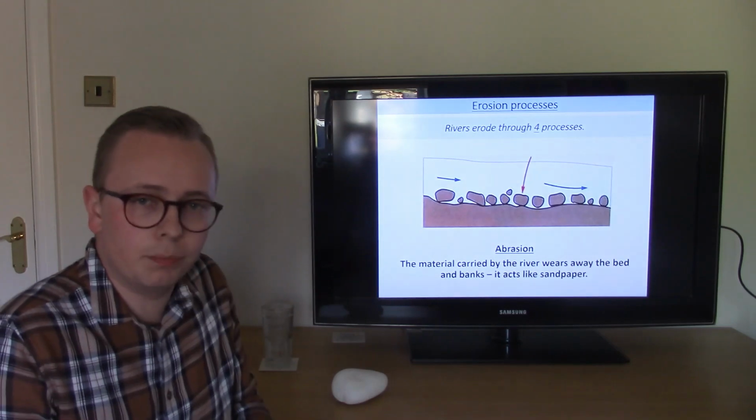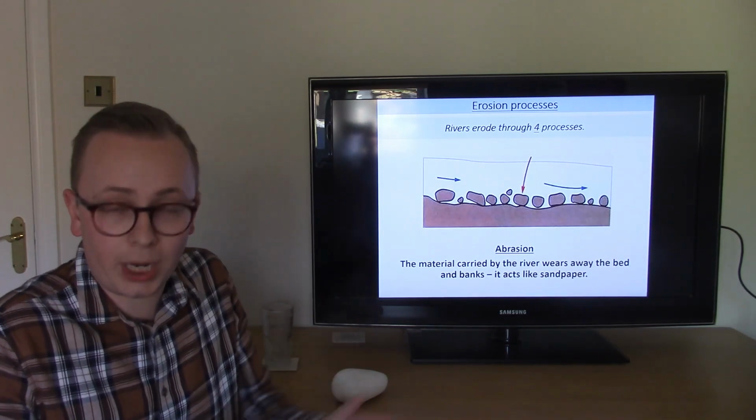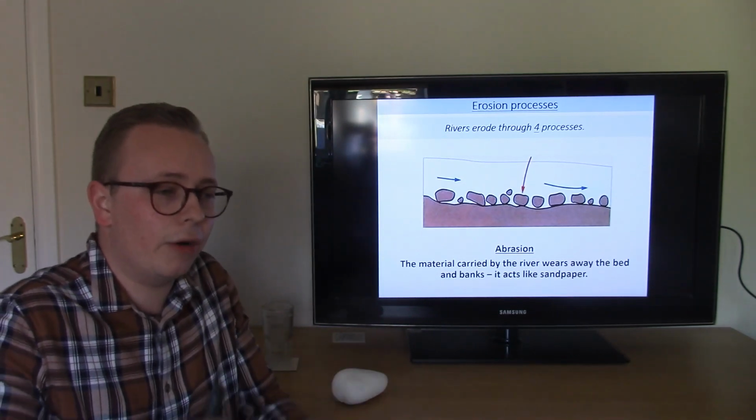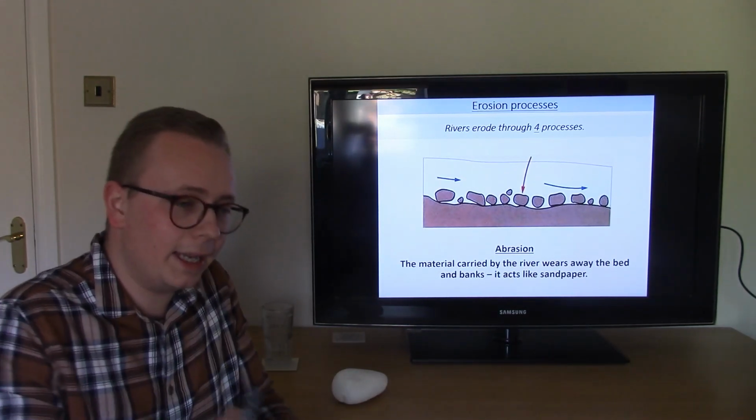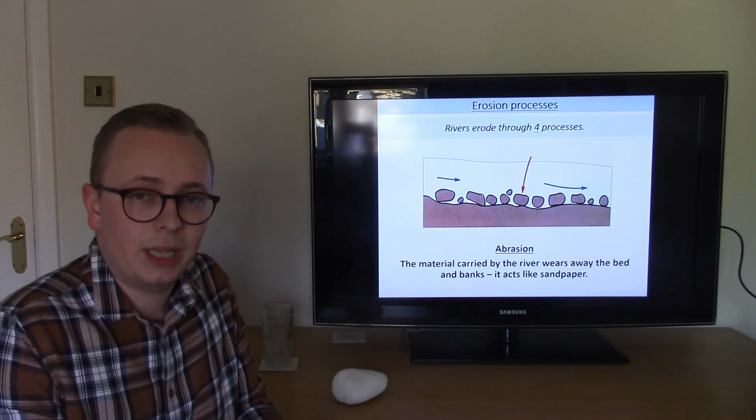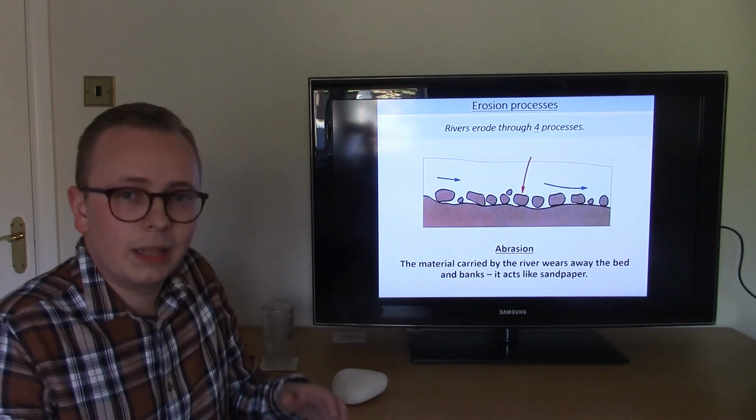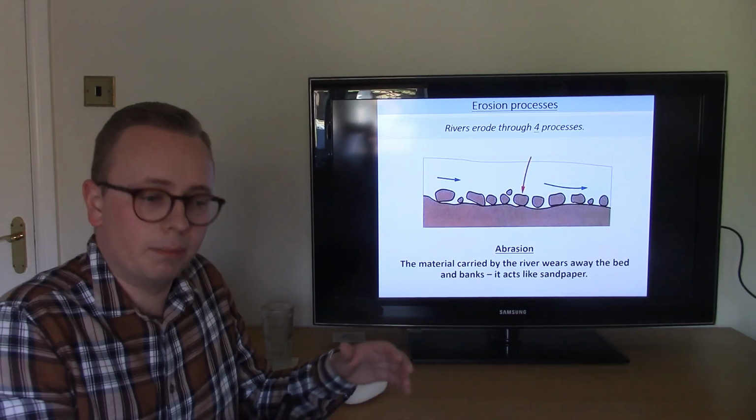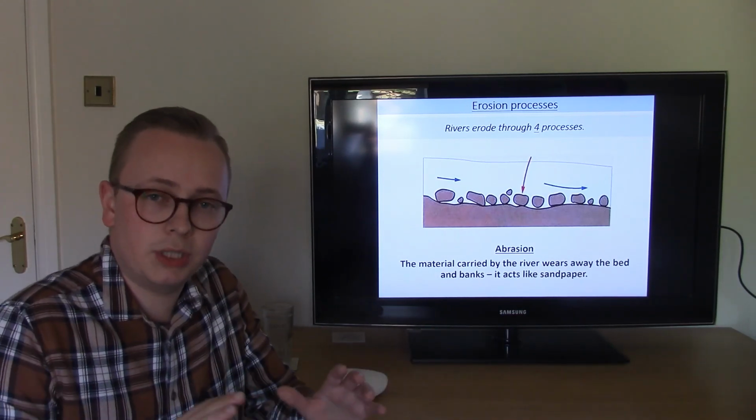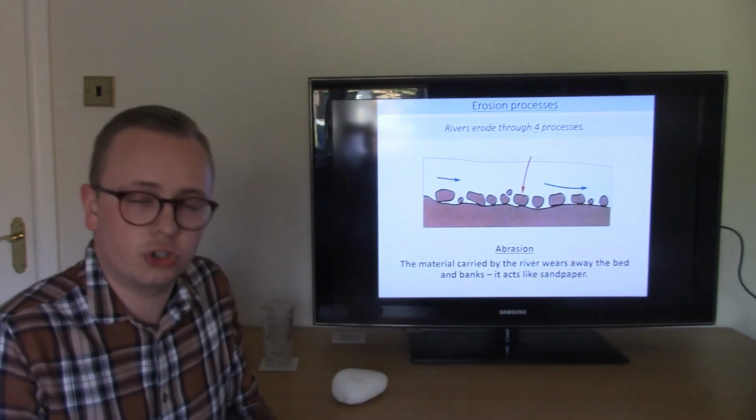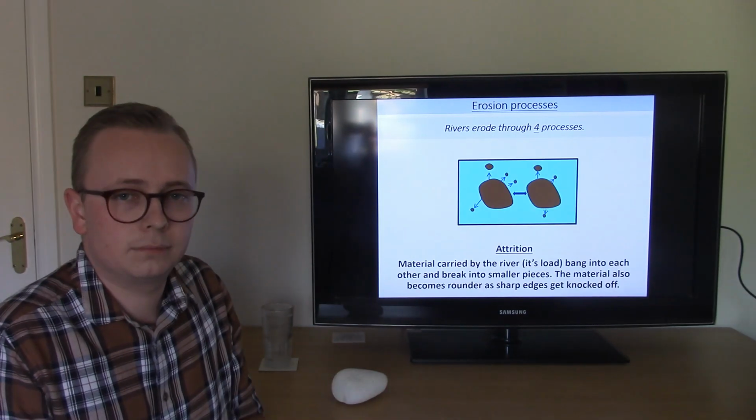Another key erosion process in shaping the channel of a river is abrasion. And that's where material is being carried along by the river and it's banging into the bed and banks, acting like sandpaper, wearing that away. And again, that's particularly important on bends of rivers where material is being carried around. It's going to be scraping away at those sides, changing the course of the river.